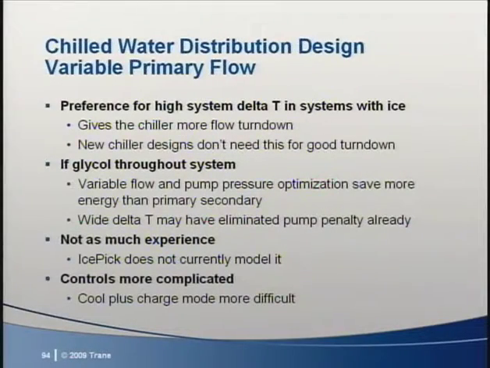The usual benefits still apply: reduced first cost, and from a control standpoint, if ice leads to a higher system delta T, the chiller has more flow turndown, which helps variable chiller flow work. We talked a lot about this in our September 2008 broadcast. If there is glycol in the system, variable primary flow can negate even more of the glycol pump penalties than the primary-secondary system, although a wide delta T may have eliminated the pump penalty already.